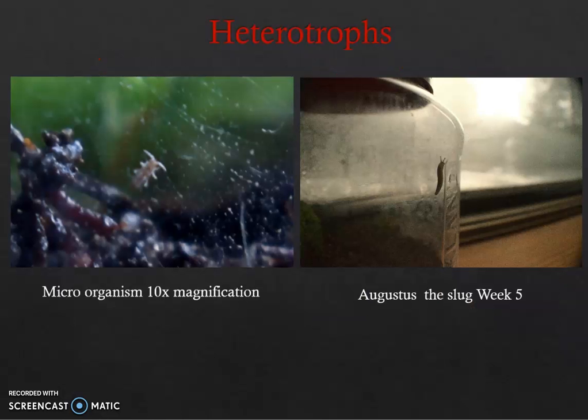Here are some included photos of the heterotrophs that I saw after the experiment started. Again, on the left is the tap water microcosm, and on the right is the natural water. On the left, you can see one of the small microorganisms that I found in both microcosms, but I managed to get a decent picture in the tap water one. This is actually 10 times magnification, so they are tiny, but they are there. And on the right, we can see Augustus in week 5 showing his little antennae, looking great and happy in his little new home.